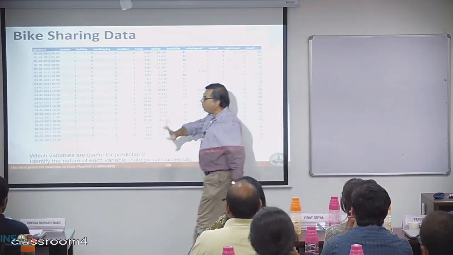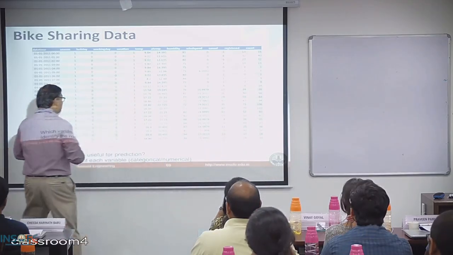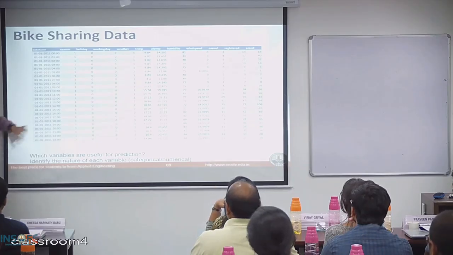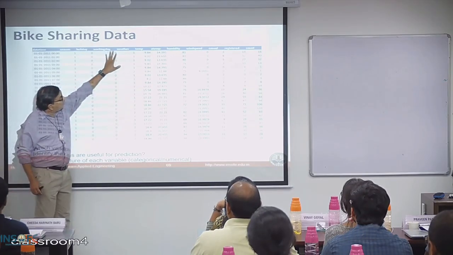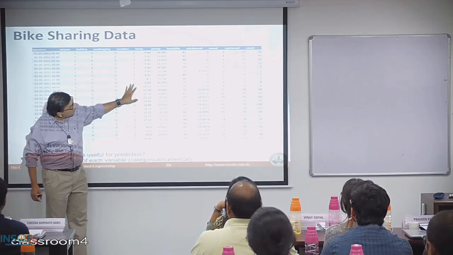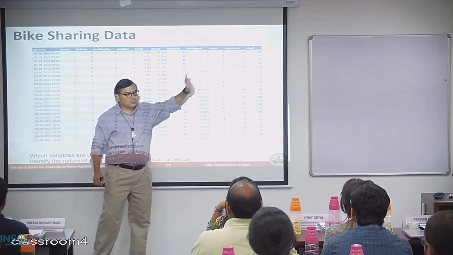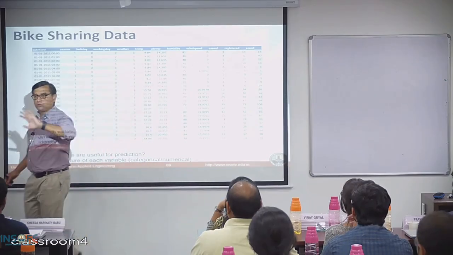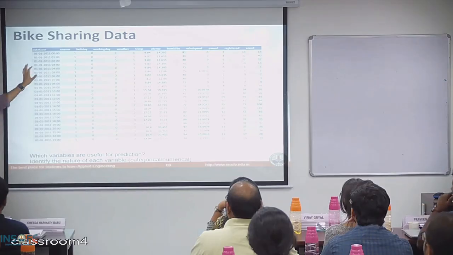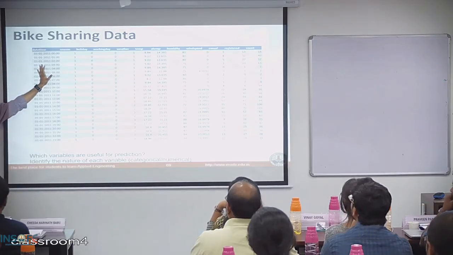Now let's talk about which are the categorical variables and which are numerical variables. So season, holiday, working day, weather, they are all categorical variables. Of course, casual and registered we are ignoring. So those are all categorical. How about this? That is a categorical variable.